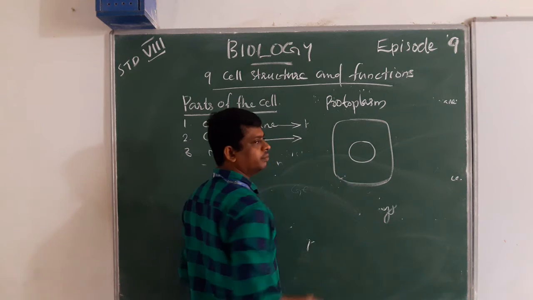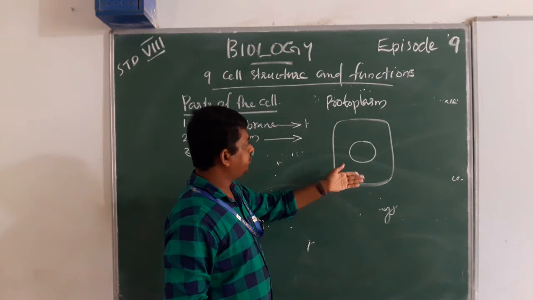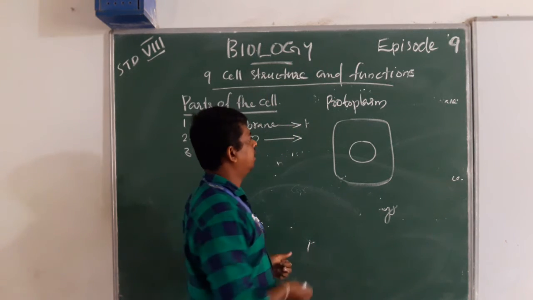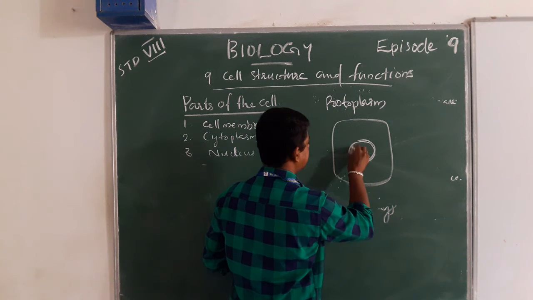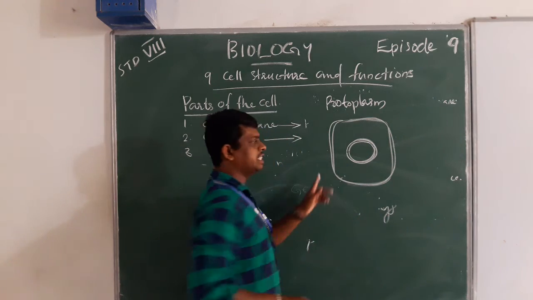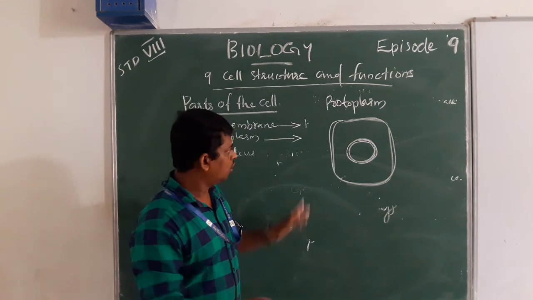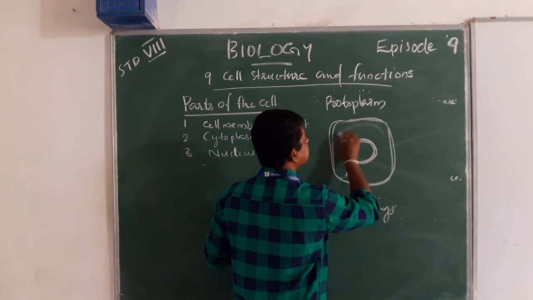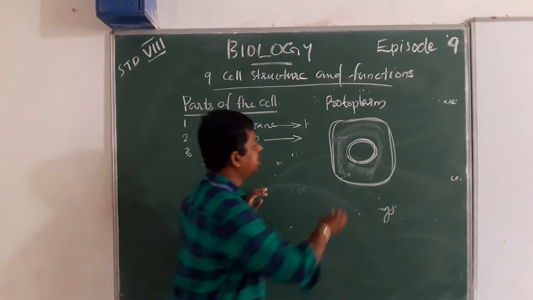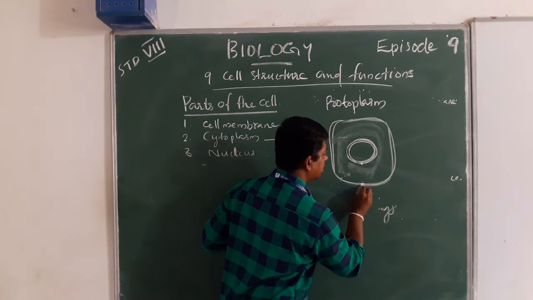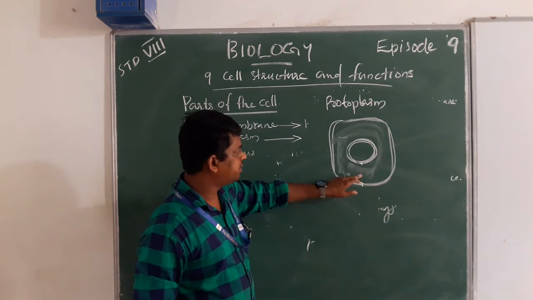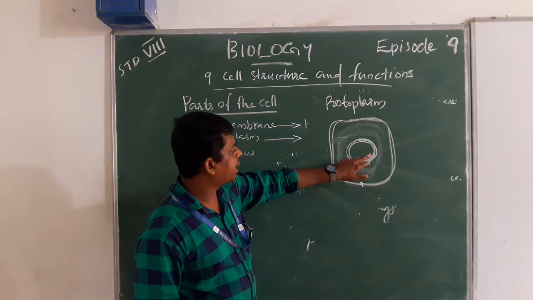The cell membrane. Whether it is a plant cell or an animal cell, every cell has this. This is a nucleus, and this is the nuclear membrane. This is the cell membrane and the nuclear membrane. Look at it. This space filled with fluid matrix lies in between the nuclear membrane and the cell membrane.